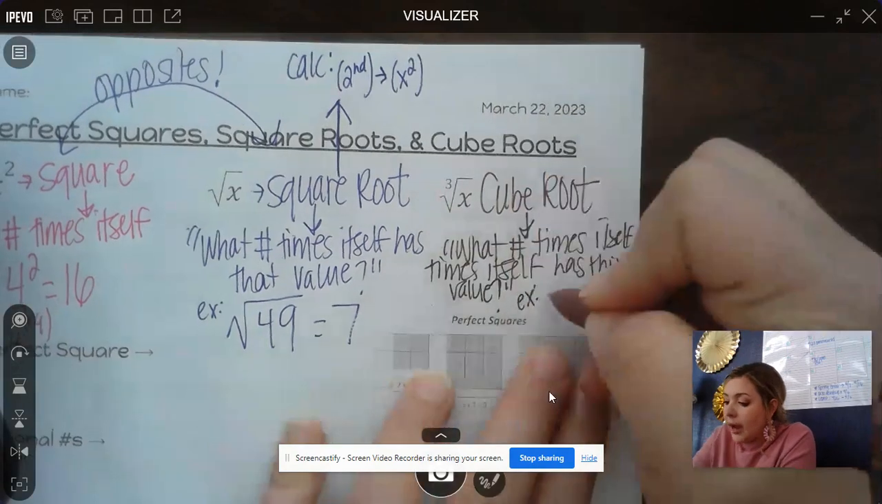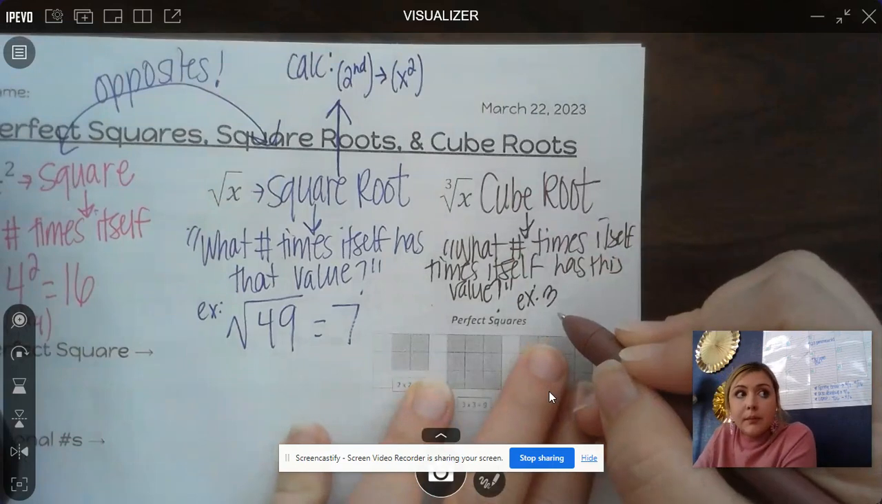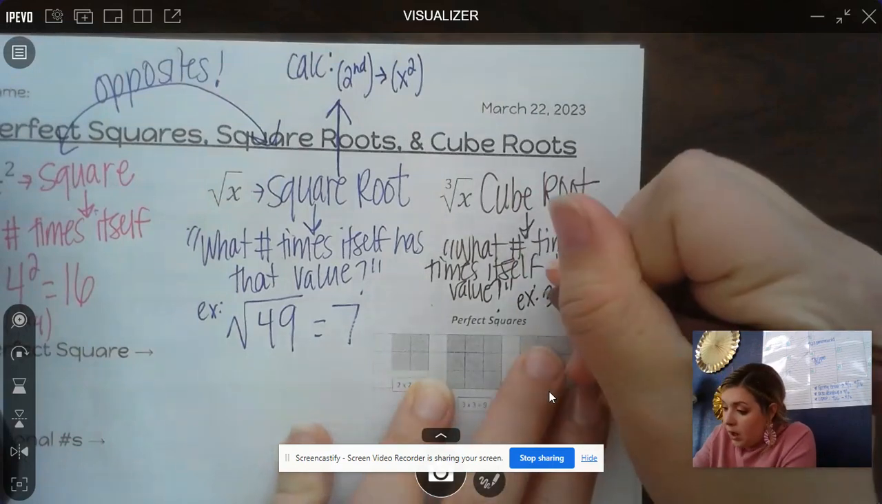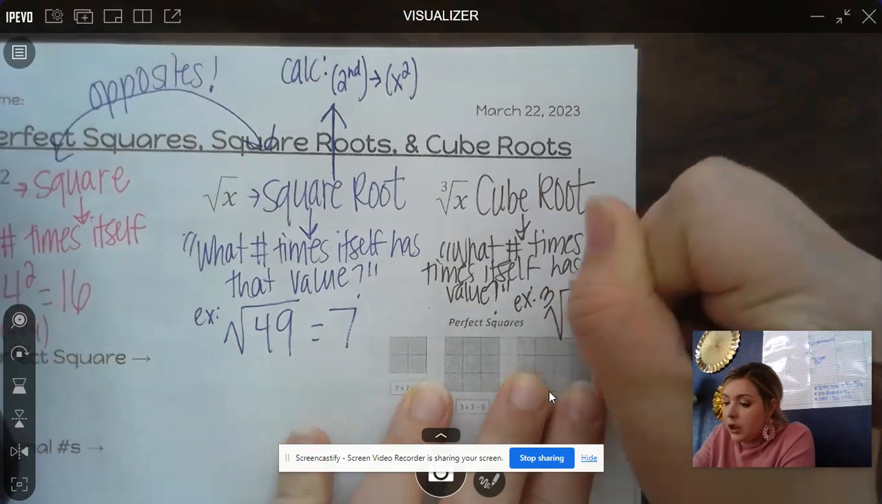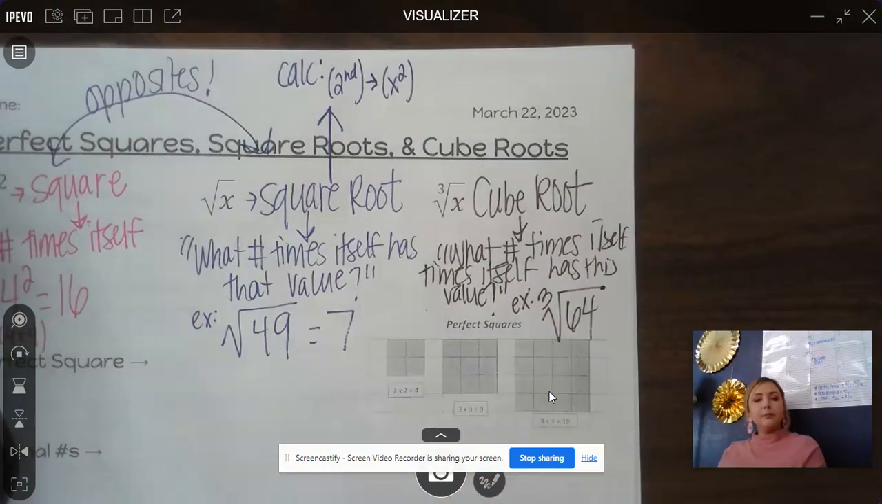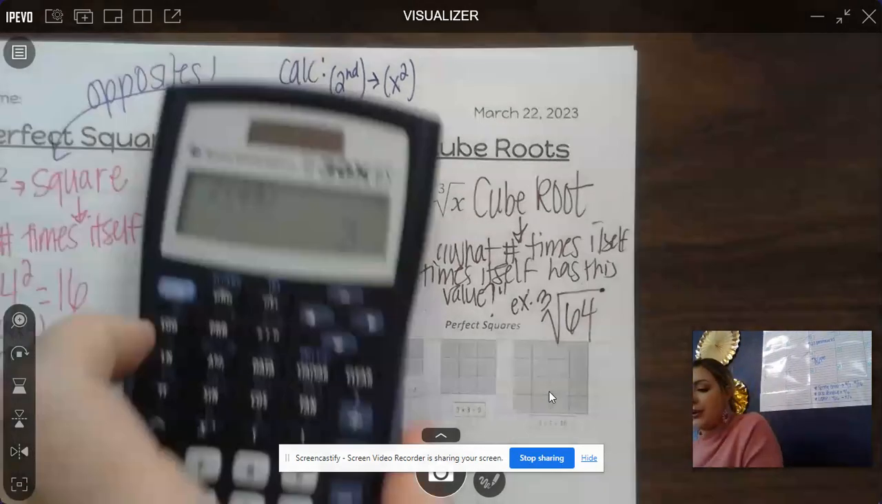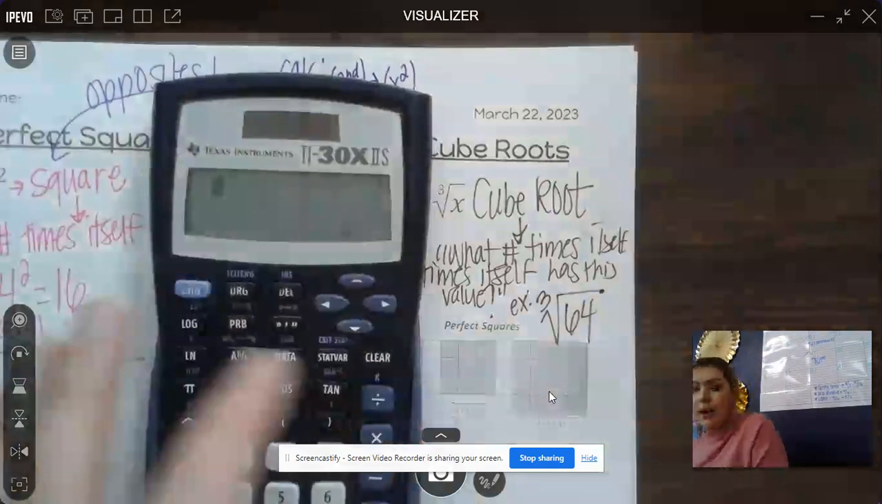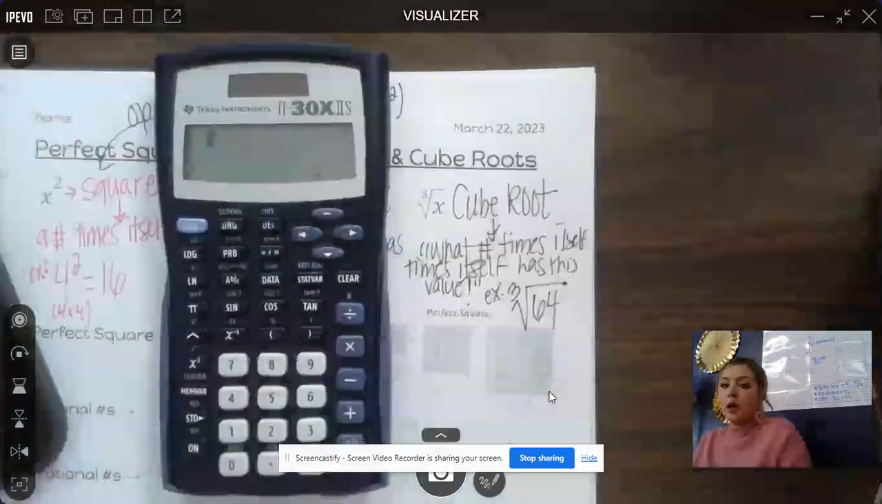So again, you're going to write the cube root. We're going to put a little 3 exponent. Pay attention, Gavin, you're writing. Exponent of 3, radical symbol, and then we're going to find the cube root of 64. Now, when we enter cube root in the calculator, it's 1 extra step. So please make sure you're watching me right now as I enter this in. It's a little bit trickier than square root.